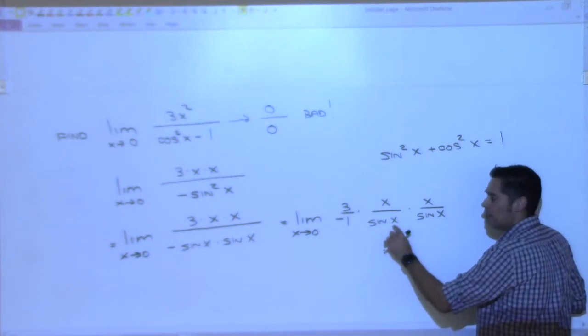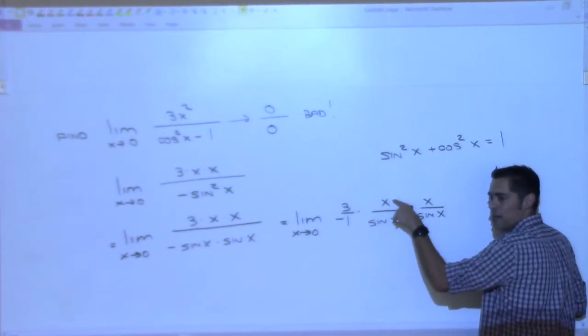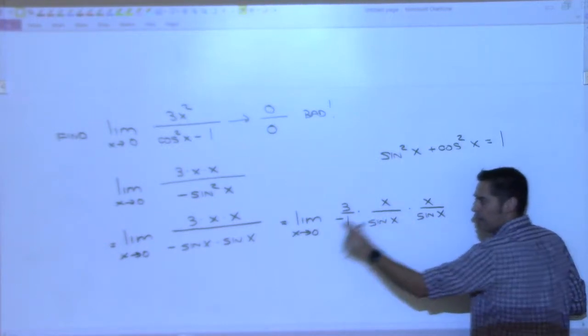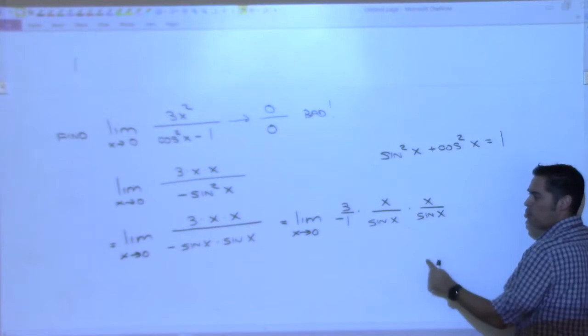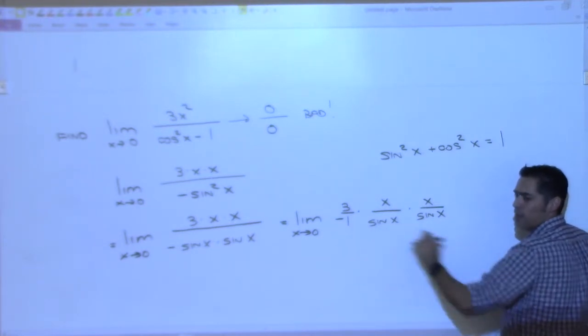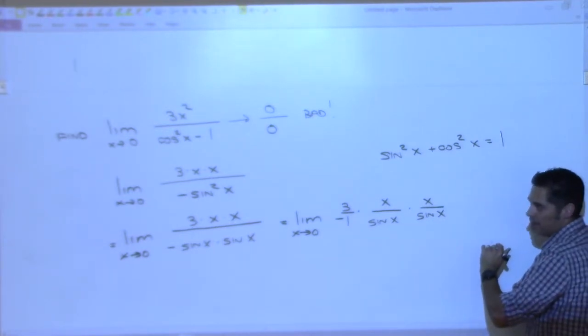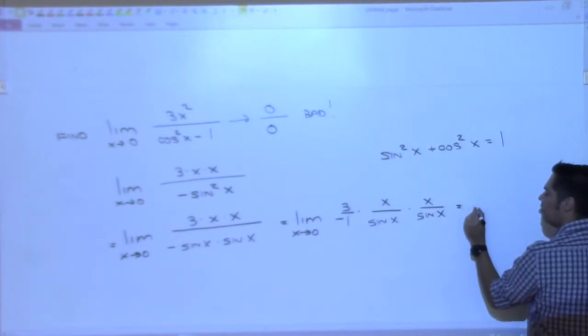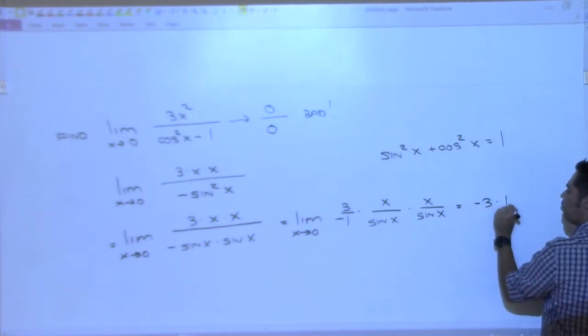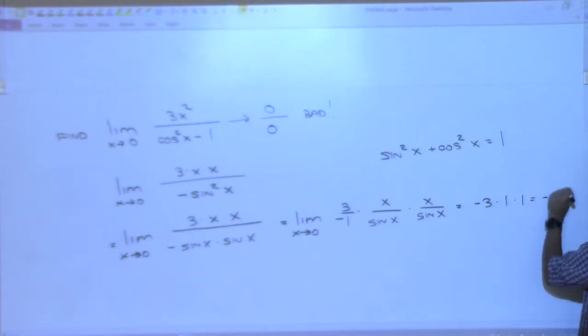Sine junk over junk. Identical junks, right? Identical junks. Are these junks going to 0? Yes, limit goes to 0, right? Sine junk over junk. This goes to 1, this goes to 1, that goes to negative 1/3. I'm sorry, not negative 1/3, negative 3, right? So this is going to go to negative 3 times 1, which is negative 3. Okay?